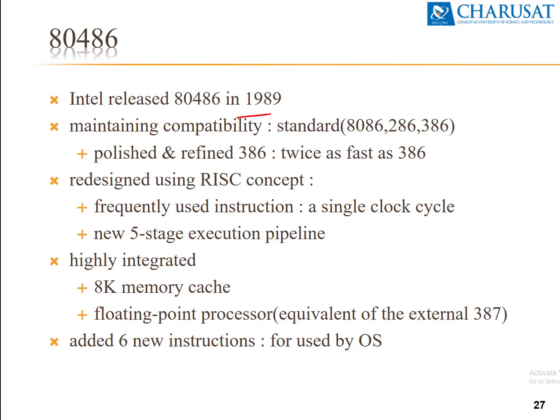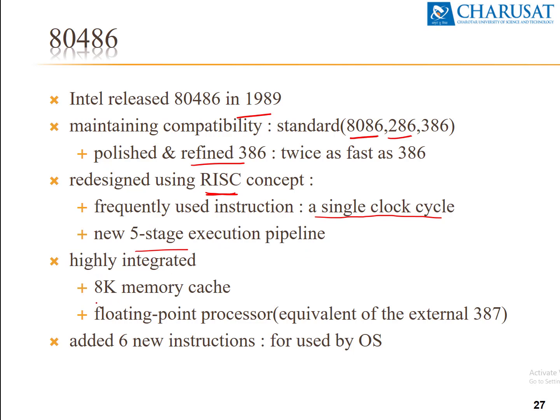80486 was released in 1989, maintaining backward compatibility with 8086, 286 and 386. It is also known as the polished or refined version of the 386. It was redesigned using the RISC sub-concept, so frequently used instructions can be performed in a single clock cycle. A new 5-stage execution pipeline is introduced instead of 4-stage.